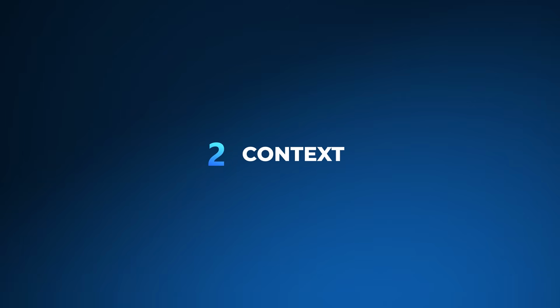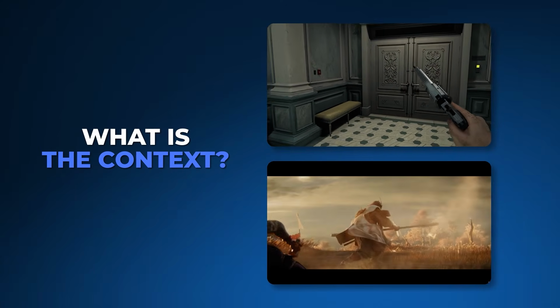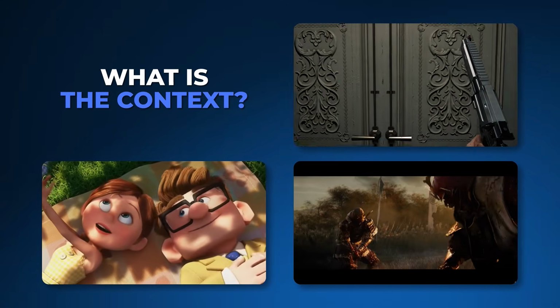Next, context. This is one of the biggest things people skip. What are you building this for? Is this a real-time game, a cinematic render, animation, or is this a 3D print? Because the decision affects everything downstream.